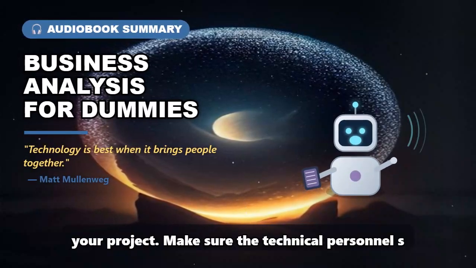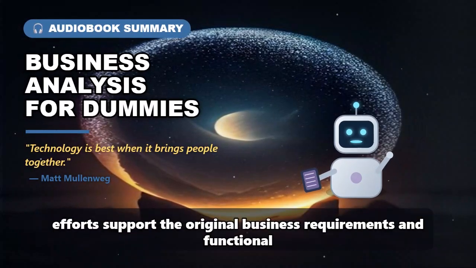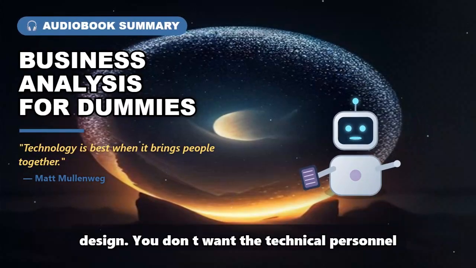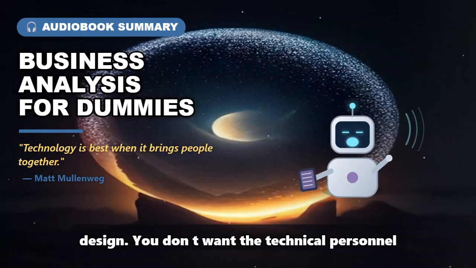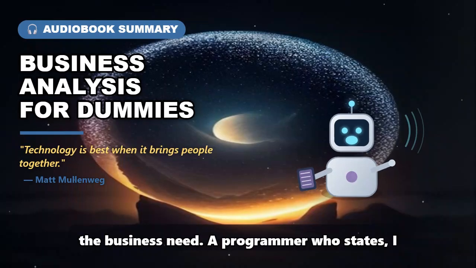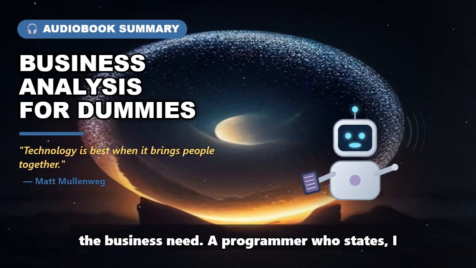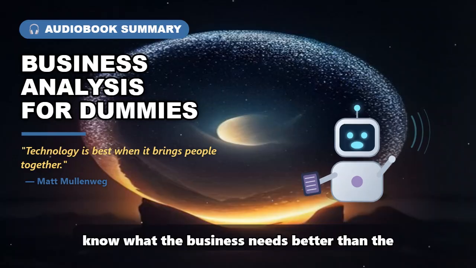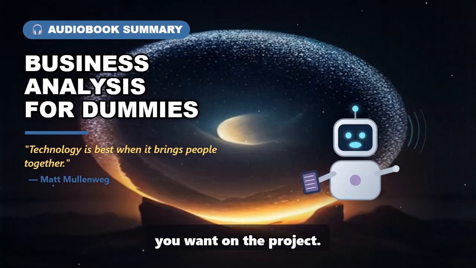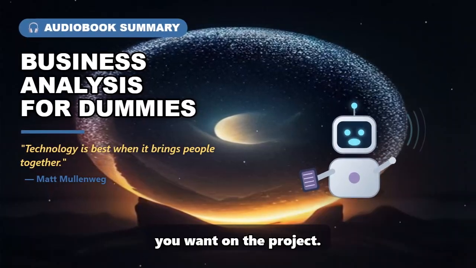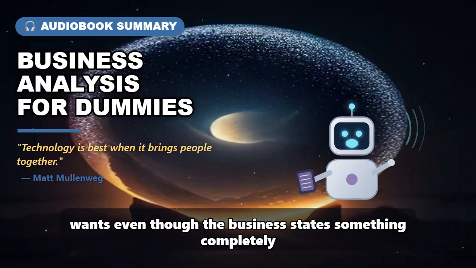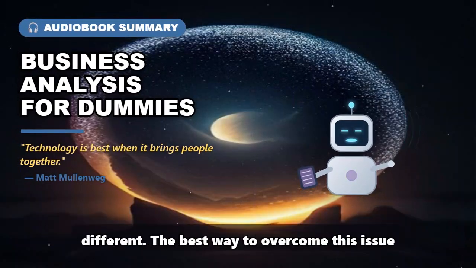Make sure the technical personnel's efforts support the original business requirements and functional design. You don't want the technical personnel to develop a solution that does not address the business need. A programmer who states, "I know what the business needs better than the business does," isn't the kind of programmer you want on the project. He'll program what he thinks the business wants even though the business states something completely different.